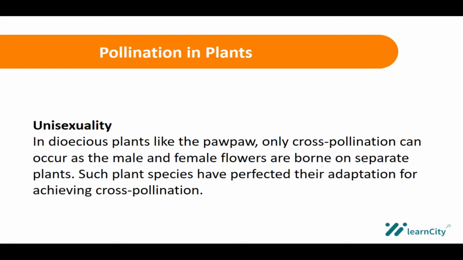So unisexuality is when we have separate flowers for each of the sexes, and dioecious plants are plants where we have separate plants bearing the separate flowers. So in dioecious and unisexual plants, only cross-pollination can occur. Now, such plants have perfected their adaptation for achieving cross-pollination, despite the fact that the flowers are on different plants.